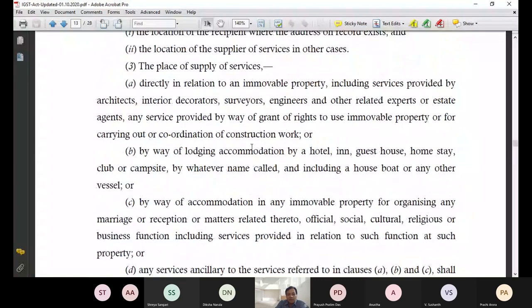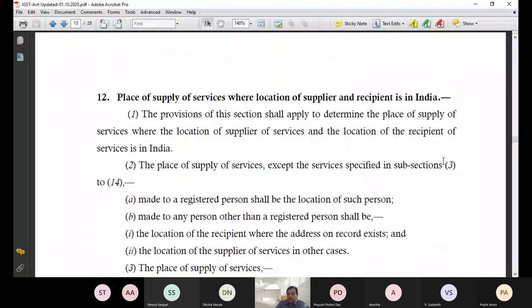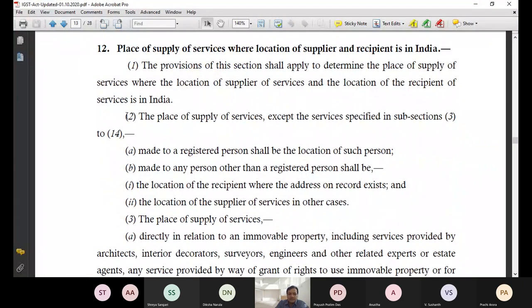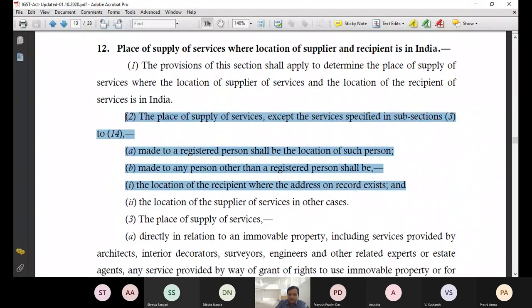Read it, because you must also try to understand the act. If I only start simplifying everything, then you will not learn. Now please read it and then we will discuss. Please have a look at it. This is what section 12 subsection 2 is. Please have a look. It's not so tough.